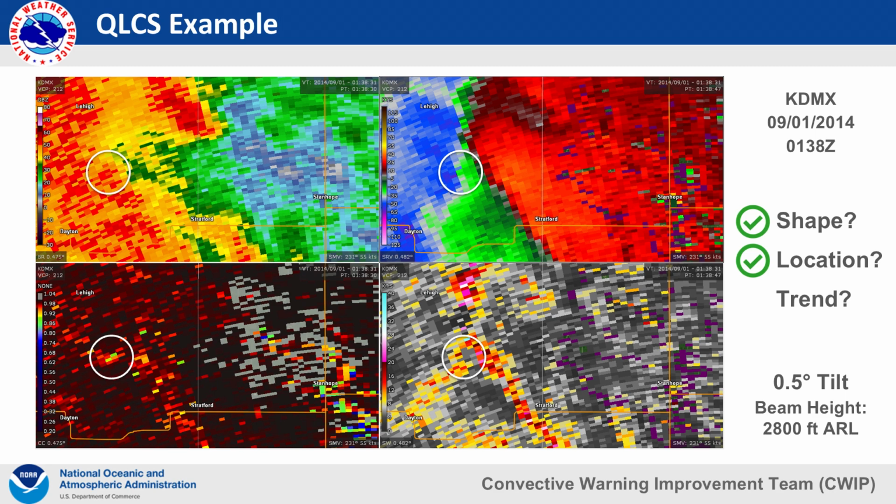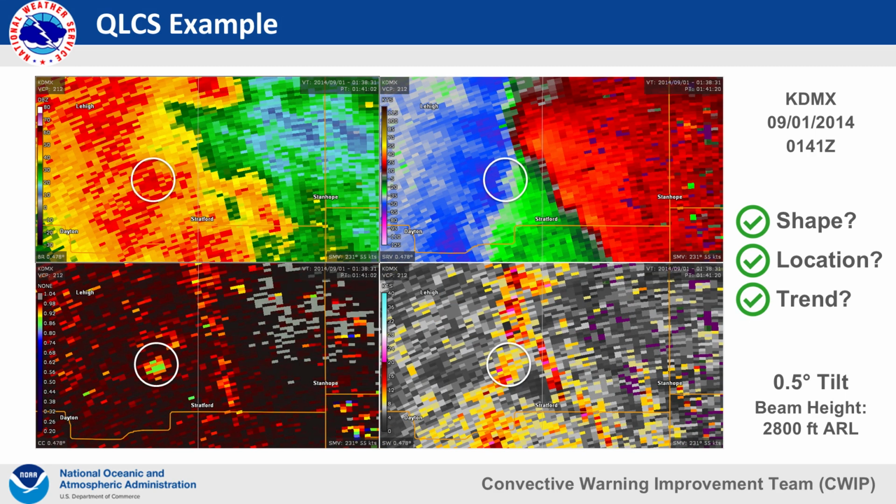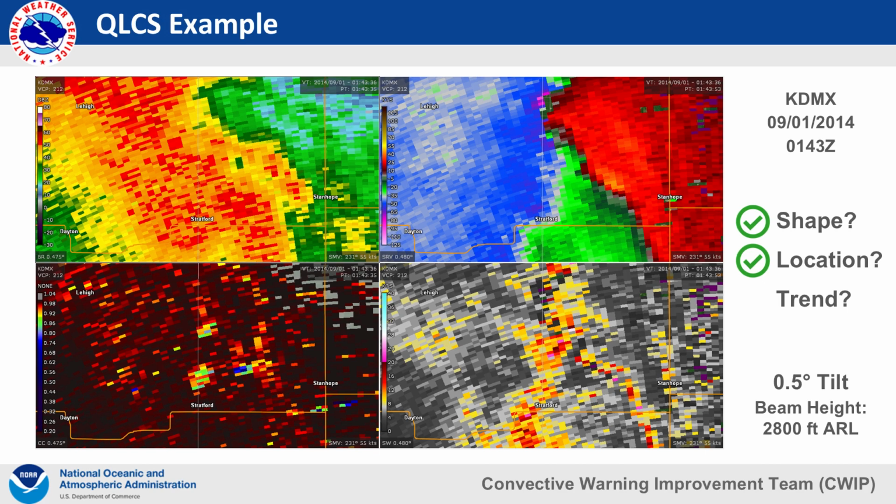There's an enhancement in the velocity values in this region, but it is really difficult, if not impossible, to tease out a true couplet there. As we go on to the next scan, that plume expands in area, meeting all three of our criteria, even though, again, really no couplet present whatsoever. This next scan becomes really quite a mess.